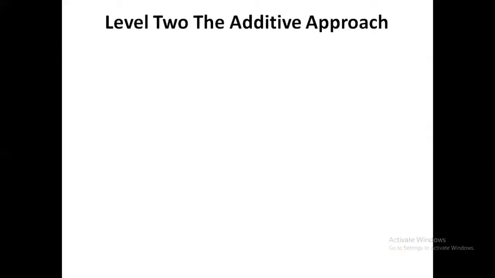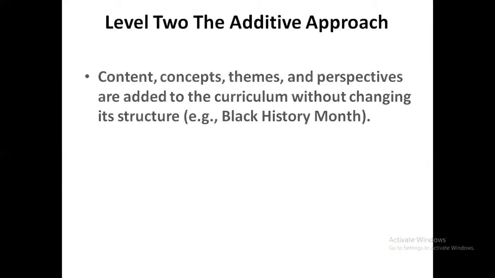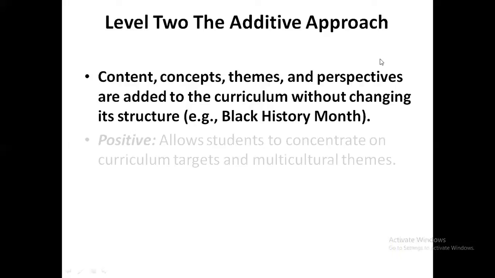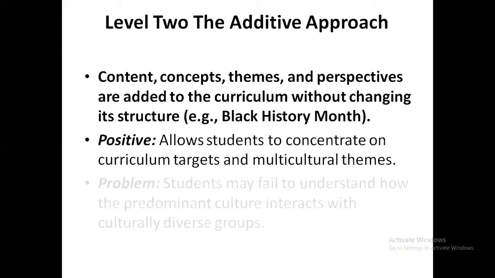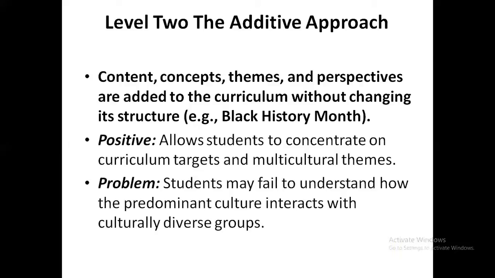Now we'll move on to level 2, which is the additive approach. Content, concepts, themes, and perspectives are added to the curriculum without changing its structure too much. It's a little bit more involved than level 1 because it's more extensive. For example, Black History Month. The positives are that it allows students to concentrate on curriculum targets and multicultural themes. But it also comes with the problem. Students may fail to understand how the predominant culture interacts with culturally diverse groups.